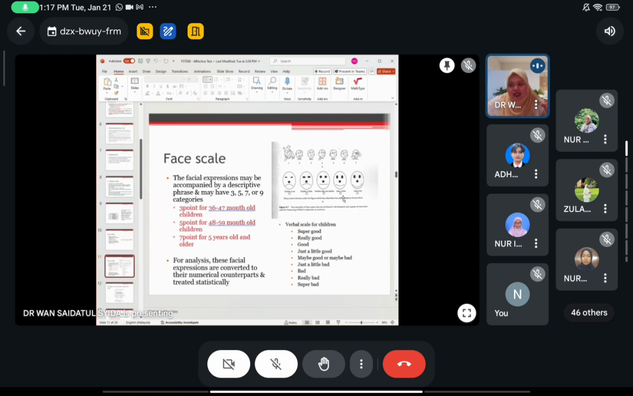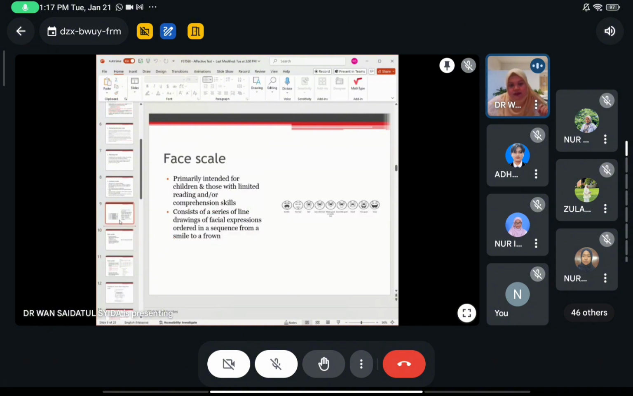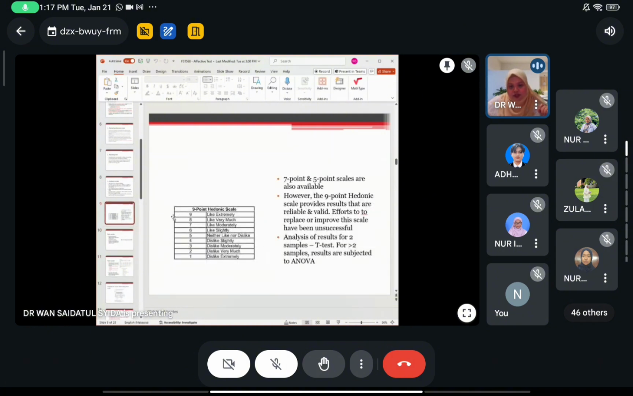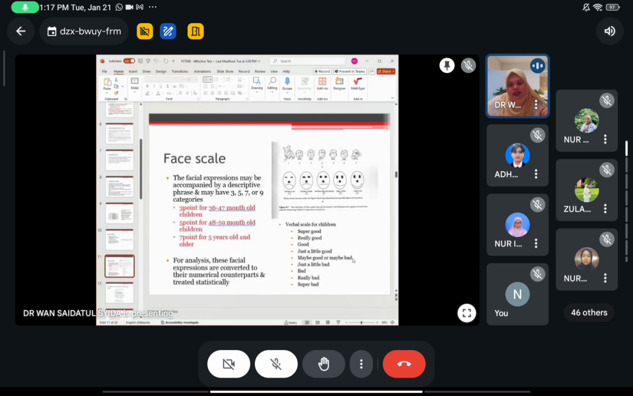And the face that you draw must be very clear. So if it smiles, you can see it smiling a bit. If it's a sour face, it looks very sour. Must be very clear. Okay, and then you can use the verbals. So these are the verbals. Whether you want to use this one for adults, or you can use this one for children, and it also depends on your points. So if 3 points, then you only choose the 3 verbal scales.